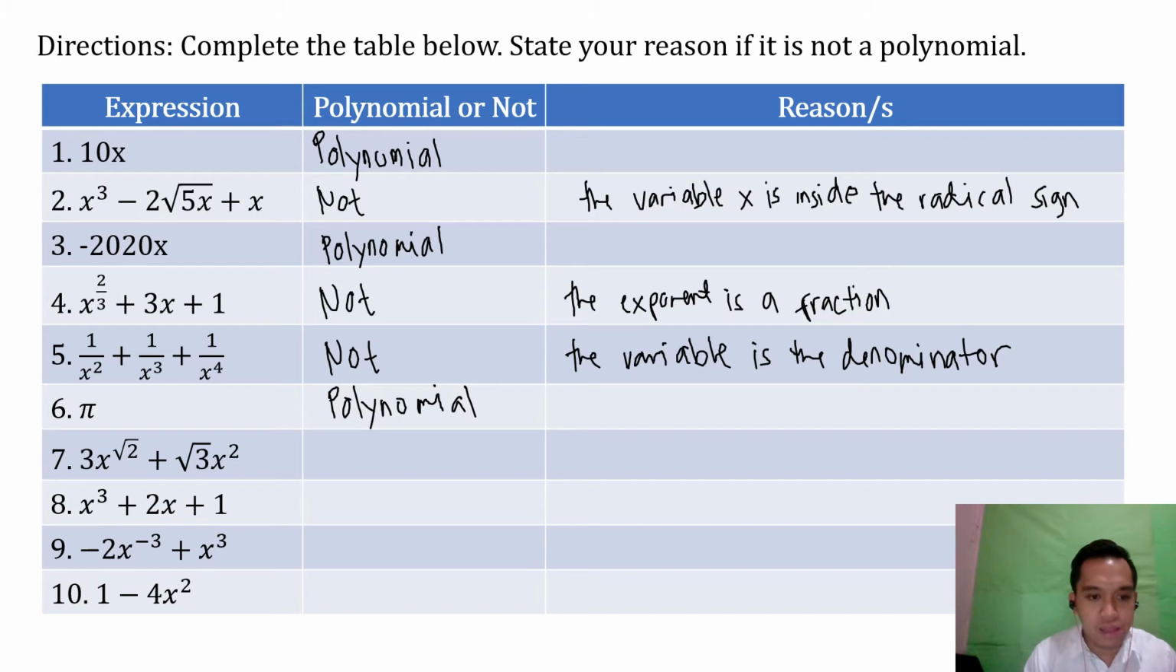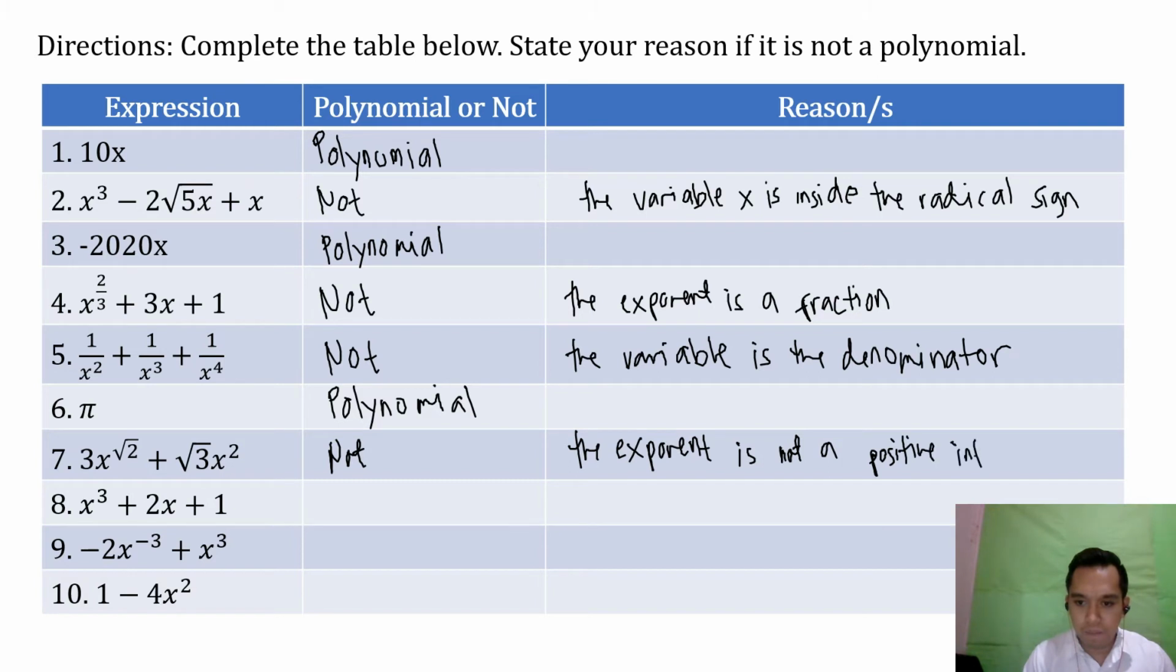Okay, what about number 7? We have 3x raised to square root of 2 plus square root of 3 x squared. Number 7 is not a polynomial since the exponent is not a positive integer.